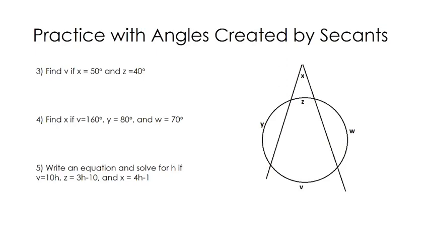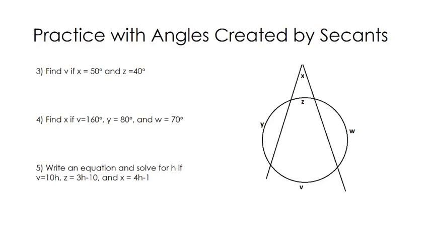Let's move on and do some problems with angles created by secant lines. We have a secant line here and a secant line here, and we're going to look at the relationships between these arcs and angles. So the first one says, find v if x is 50 and z is 40.